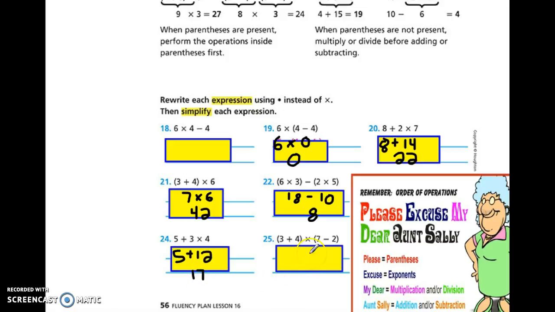All right, one last practice. And I want you to try this one on your own as well. So this is very similar to number 22. Go ahead and go through your order of operations and see if you can solve it, and then we'll see what we get.